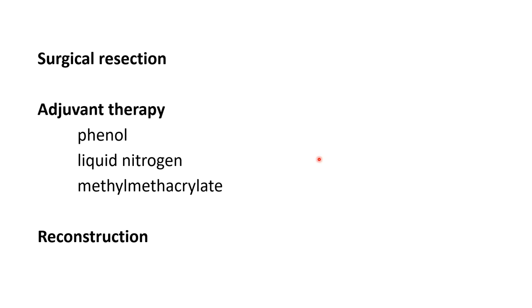We then use adjuvant therapy. So at the time of surgery, we will apply either phenol to kill the remaining cells, or liquid nitrogen, which is the most effective, which freezes the bone in that area and kills to a depth of 7 millimeters, or burn it with methyl methacrylate, which burns to about 4 millimeters. It's a bone cement we put in.